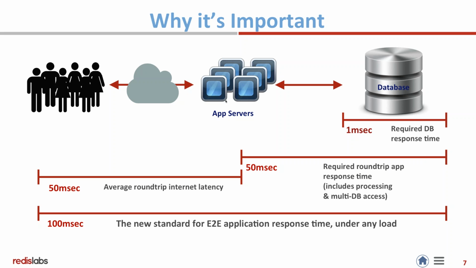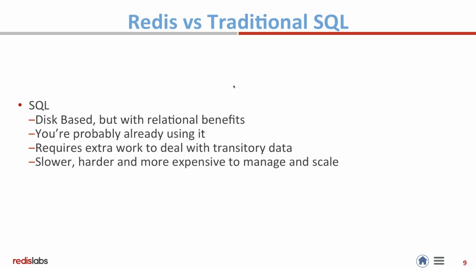So in this case, I'm going to be talking about traditional SQL versus Redis, and the complexity involved therein. So let's start with SQL. SQL is generally disk-based, but it has some relational benefits. Most likely you're probably already using it somewhere, but it requires a lot of extra work to be able to deal with transitory data. Most of the time you don't normally want to delete rows. It's just not seen as a very common operation.